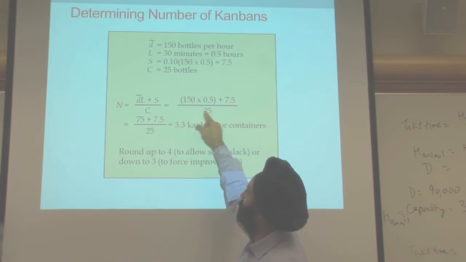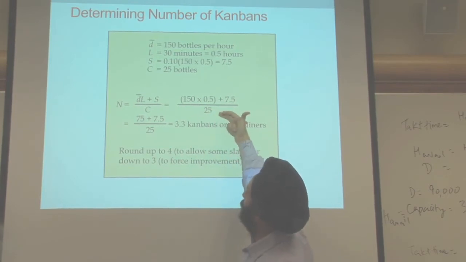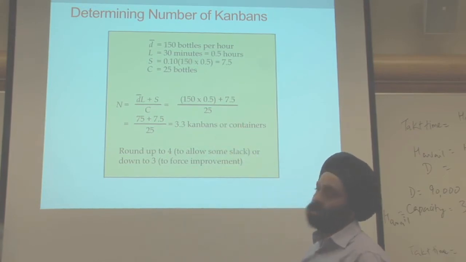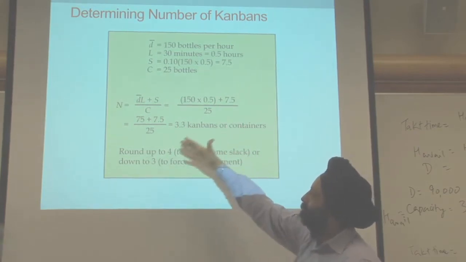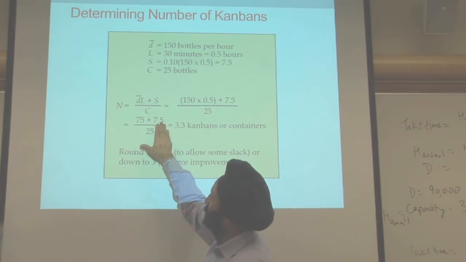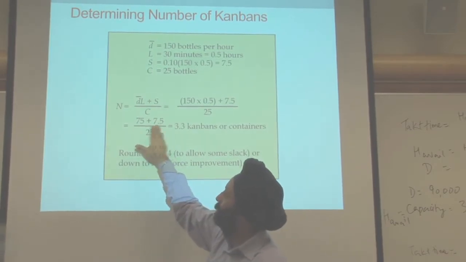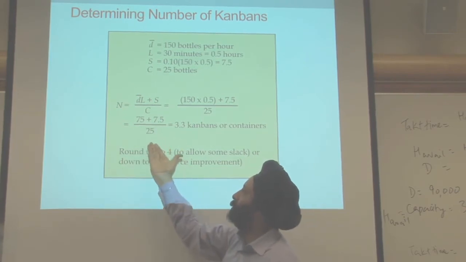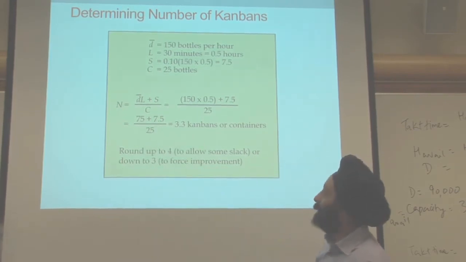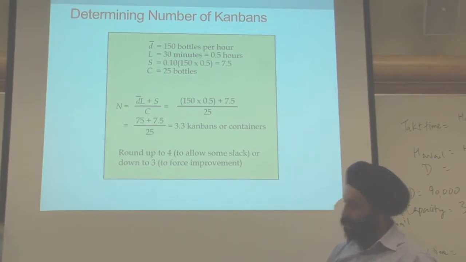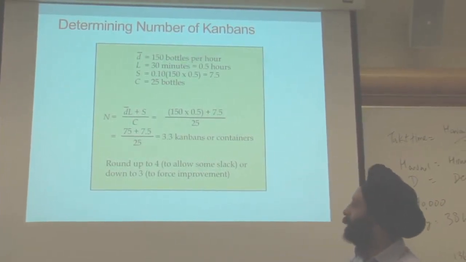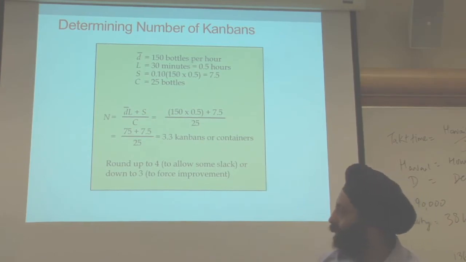So in this case, you are looking at a container. One container carries 25 bottles. So you have 75 plus 10% safety stock, which is 7.5. Put together, altogether, that's 82.5 divided by 25. That's 3.3 Kanbans, which always has to be rounded up. Even if it is 3.01, it has to be rounded up to 4, so as to allow for some slack.